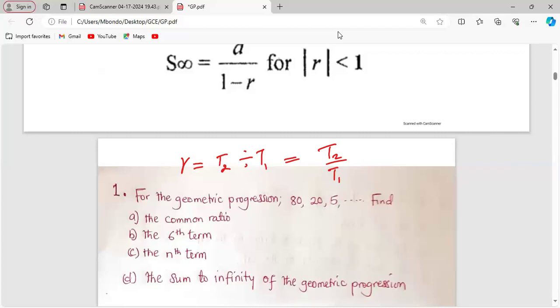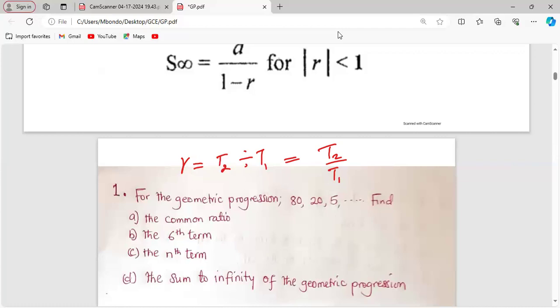Okay, no problem. So anyway, this is how we find the common ratio. In the case of common difference, we were subtracting. Here, we divide. Is that okay?